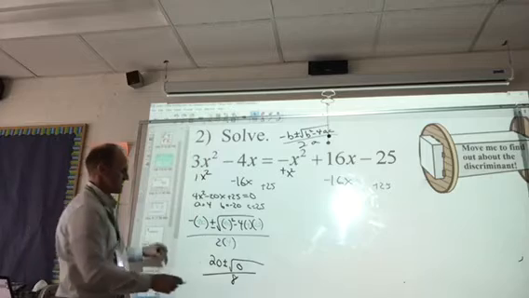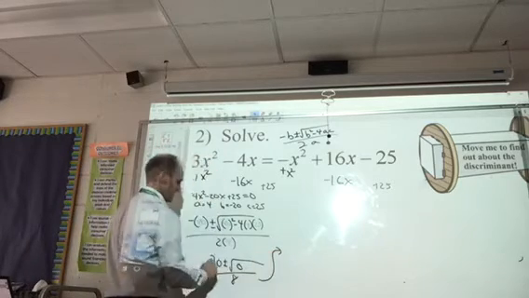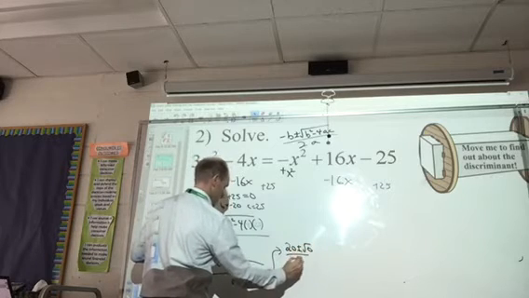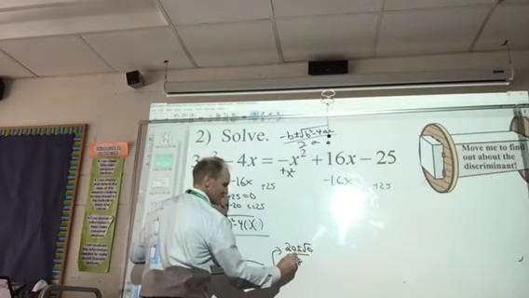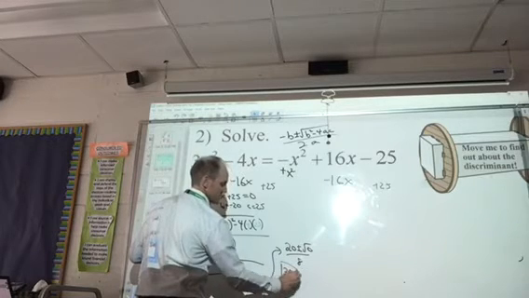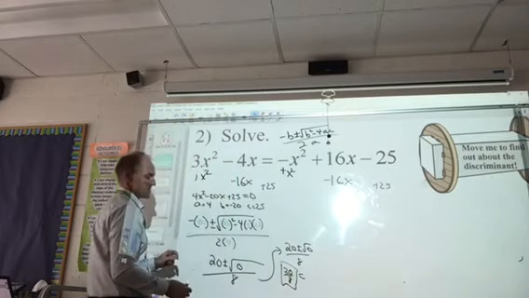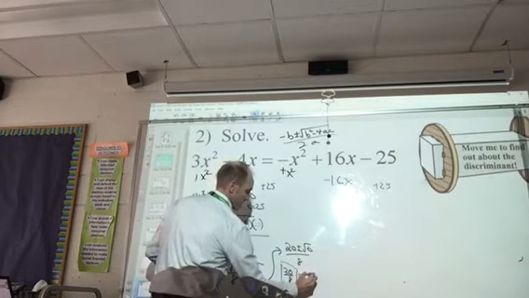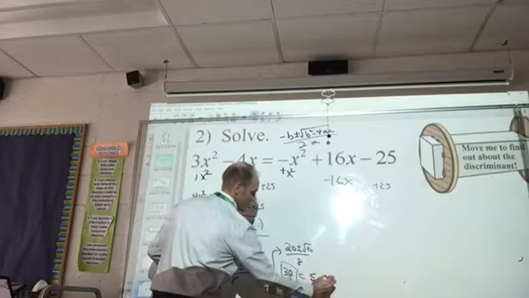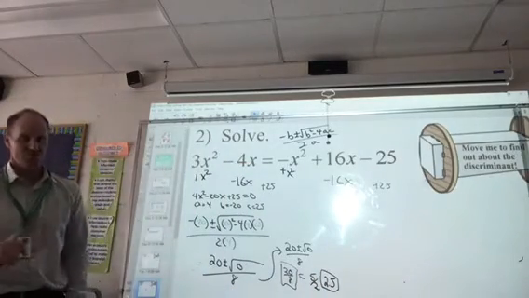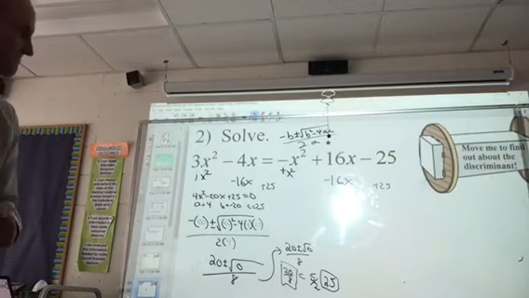So as I move forward, this ends up being 20 plus or minus square root of 0 all over 8. Well, square root of 0 is just 0. So whether I add 0 or subtract 0, I get 20 over 8. This can now be simplified, divide top and bottom by 4, 5 halves, or 2.5. And once again, discriminant 0, I have only one solution. That's what it means by having one solution.